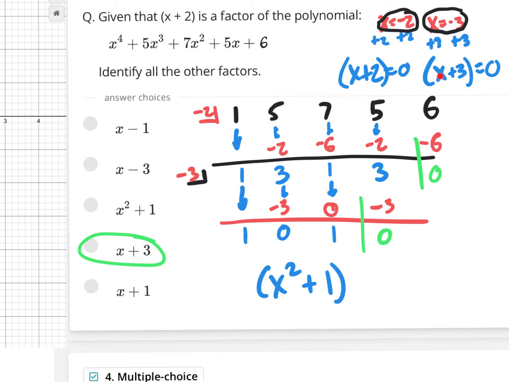But we also found out that x plus 3 was a factor by graphing it. And we also got our depressed polynomial with that answer, the -3 when you plug it in. We got this depressed polynomial, and that's the other factor. Here it is. So these are the two answers that you would select.